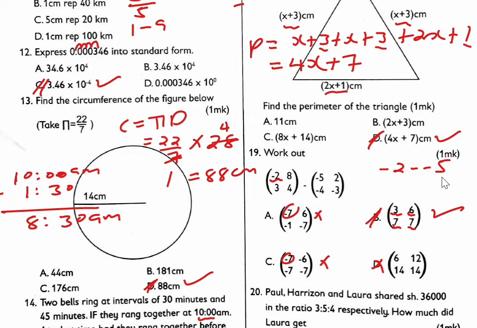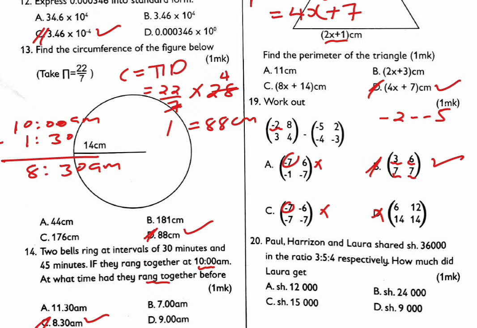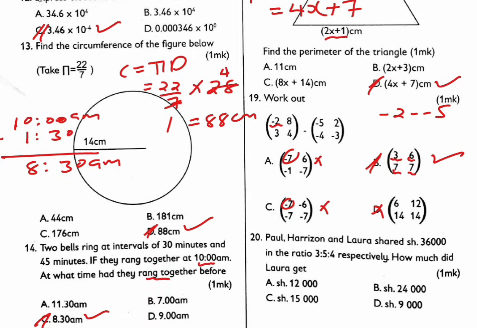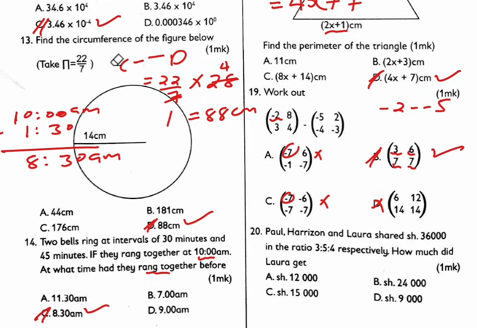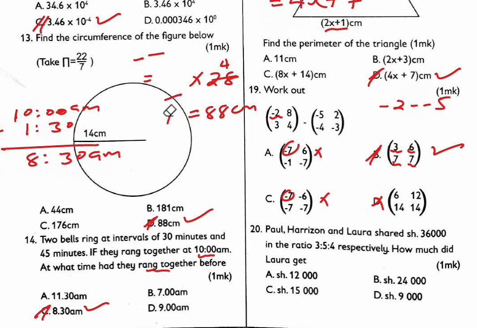Number 20. Paul, Harrison, and Laura shared that 36,000 in the ratio 3:5:4 respectively. How much did Laura get? So allow me to use this space because the space is very limited. Sorry for that. I'm going to use this space to work out number 20. This is sharing, this is ratio. So this is also grade 8 work, I believe.